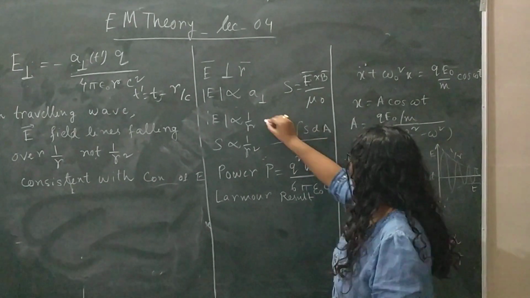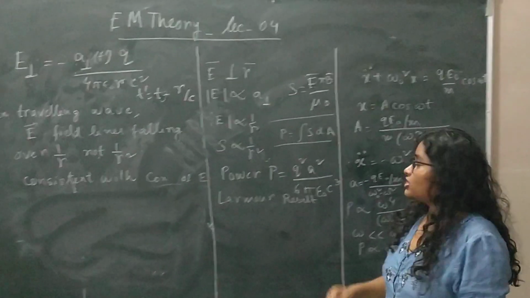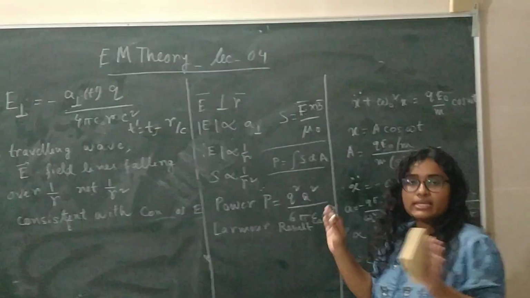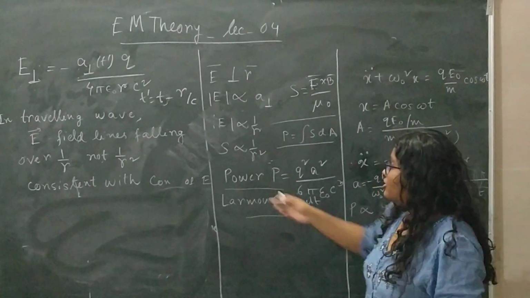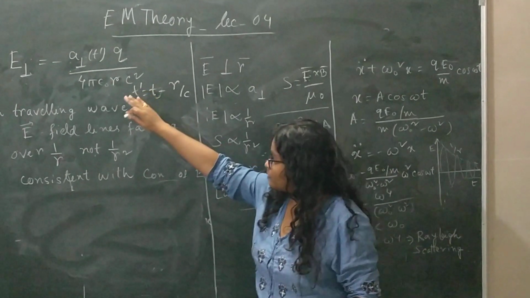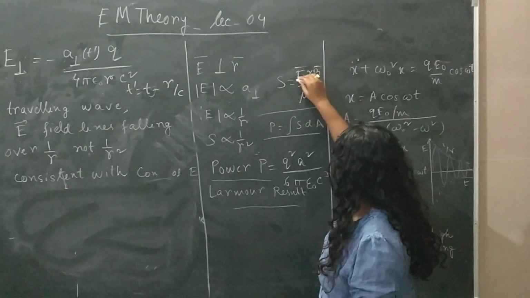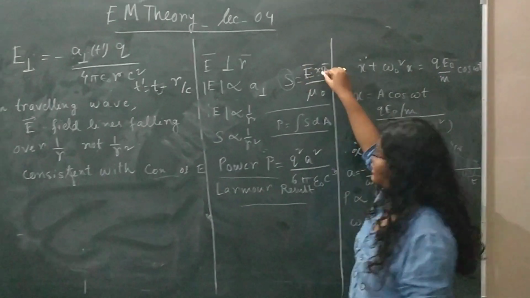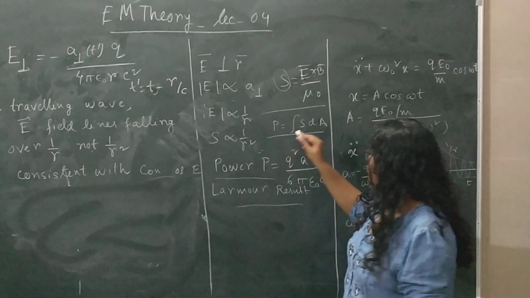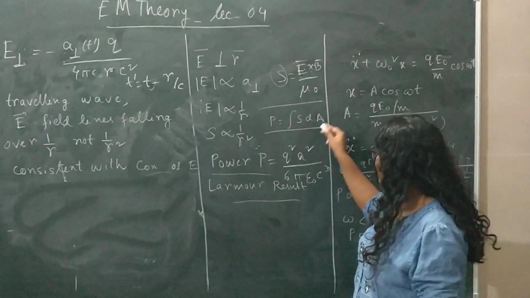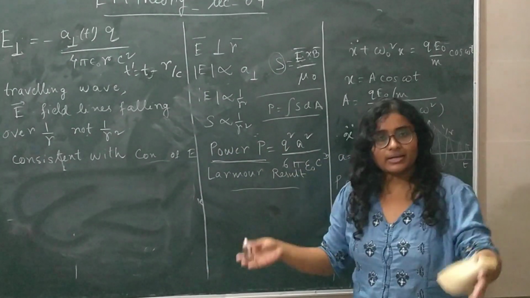Now if we want to find out the power, what will be the power? Power is the integration of the Poynting vector over the area dA. So we get the famous Larmor result. If we calculate the electric field, we can get the magnetic field. From the magnetic field, we find the Poynting vector, E cross B by mu naught, and then we integrate it over the area. So this is the power formula for the electromagnetic wave.